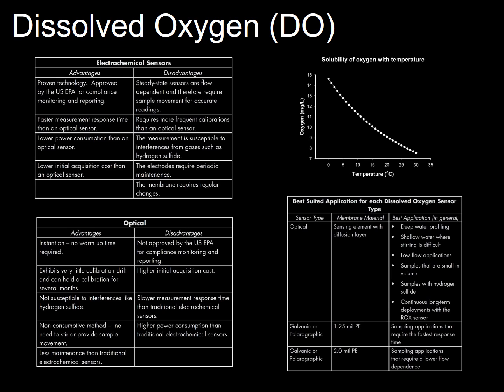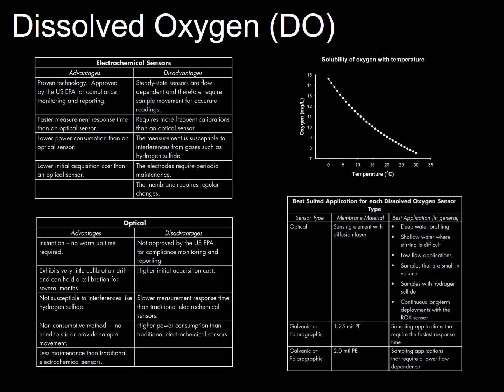EPA doesn't necessarily have approval for optical just yet because it's a newer technology, so it hasn't undergone the rigorous extent of analysis in the field. However, DO for electrochemical is EPA approved. And mentioning again the maintenance associated with the electrochemical is greater than that of the optical. Cost for optical as a new technology tends to be greater than electrochemical methods. And you can see a diagram on the right there about the proportionality of dissolved oxygen and temperature.